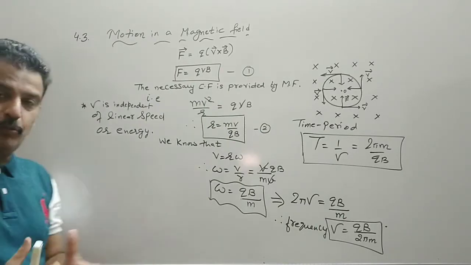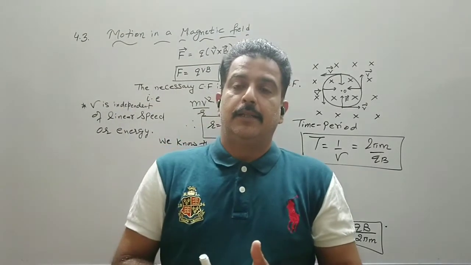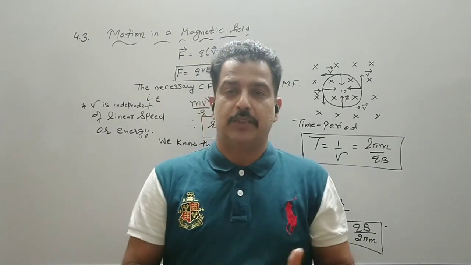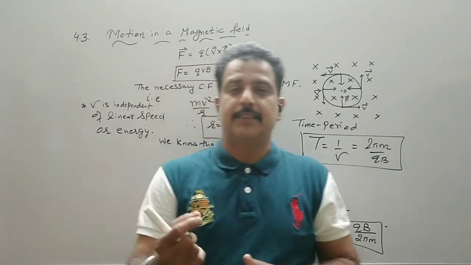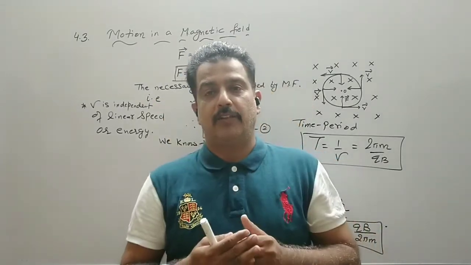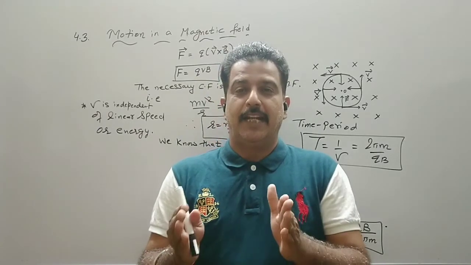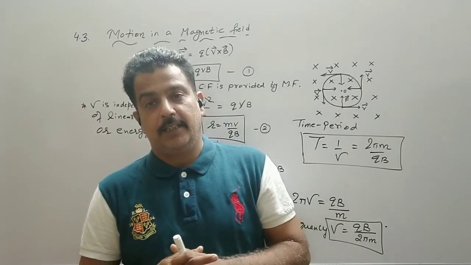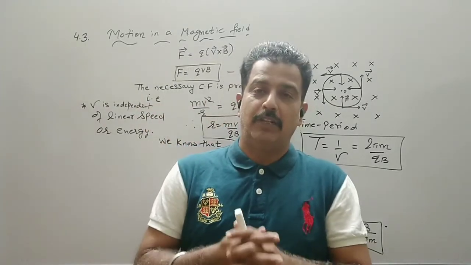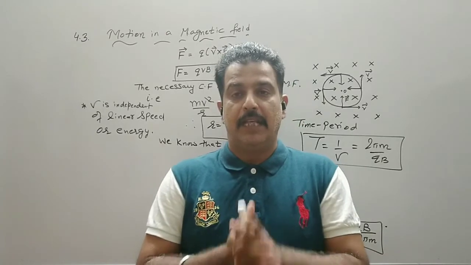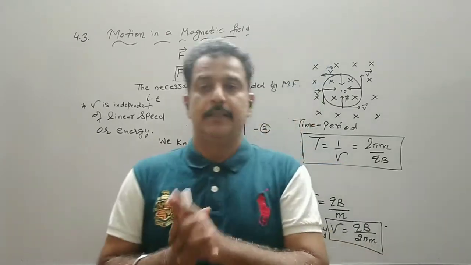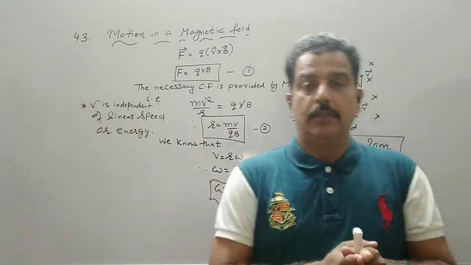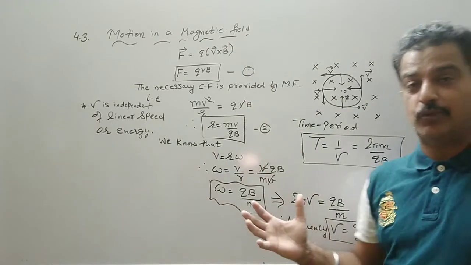Now we have discussed that if the particle enters parallel or anti-parallel, then the magnetic force is zero. That is, the particle will pass through the magnetic field undeflected. So if its original path is a straight line, it will keep on moving along a straight line if it enters parallel or anti-parallel to the magnetic field. And if it enters perpendicular to the magnetic field, this is the situation.